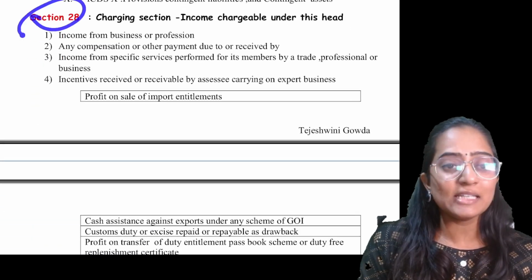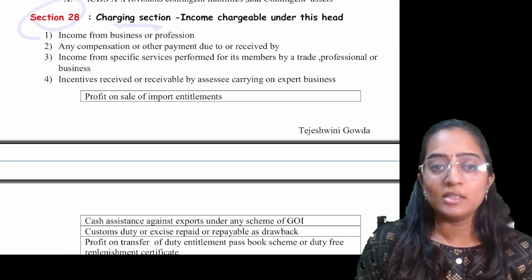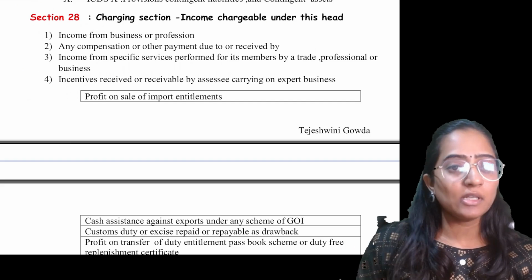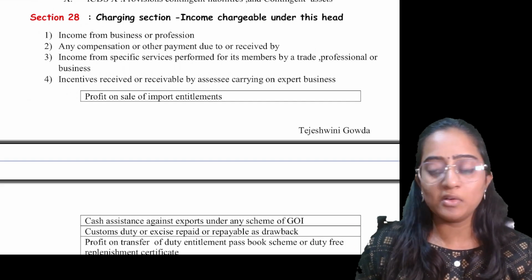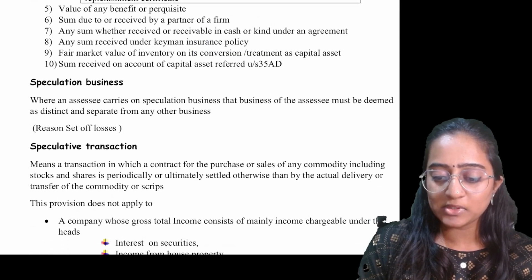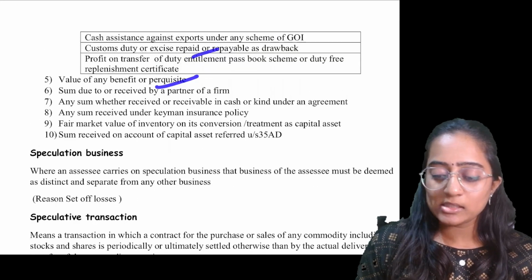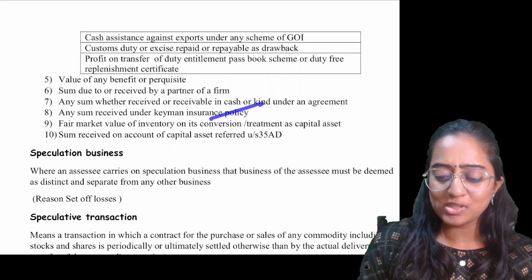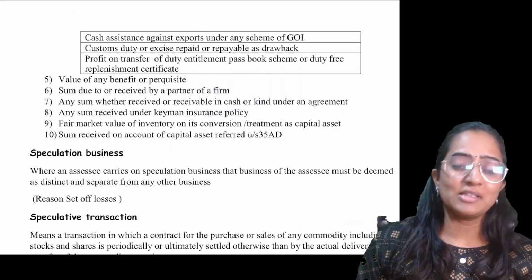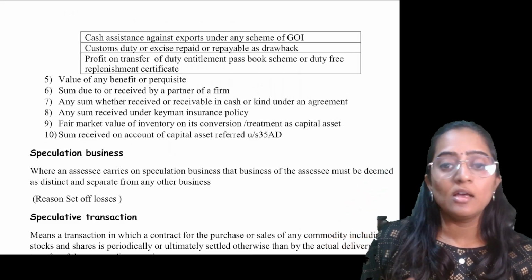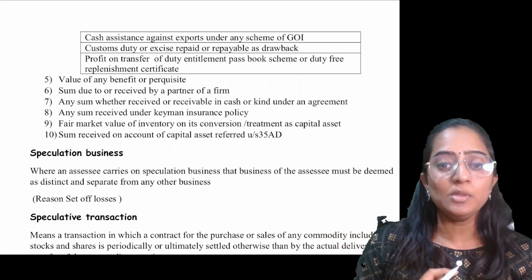Section 28 speaks about the charging section, that is, which incomes are chargeable under this head. This covers income from profession, whatever compensation you have received, any profit on sale of imports, customs duty, any benefits received as perquisite, sums due received by the partner of the firm, keyman insurance policy. All these points are to be considered under your income, that is, they should be taxable under the head PGBP.